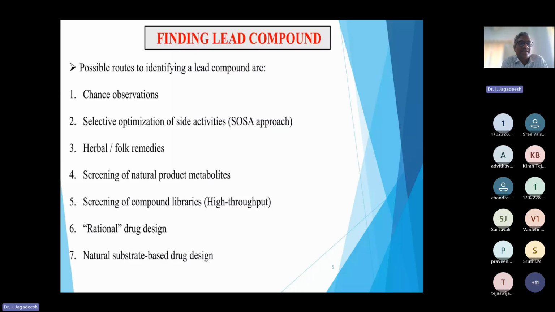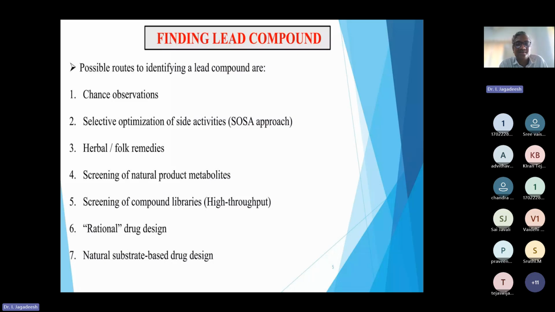The second route is selective optimization of side activities. This means we already have an existing drug that is not working because of its side effects. We find that these side effects are promising for the treatment of another disease, and we optimize further to get a drug for that particular disease. So it is actually a planned activity, not serendipity. The SOSA approach is to take the side effect as the main path and modify it to come out with a drug.